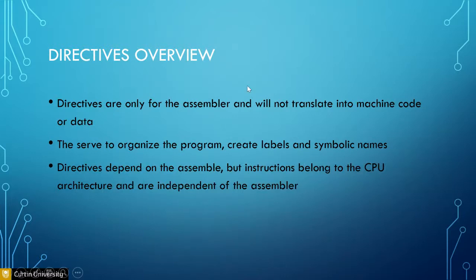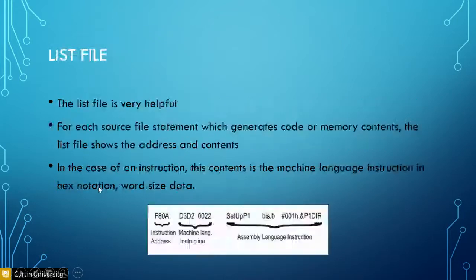Directives are for the assembler and will not translate into machine code. They serve to organize the program, create labels and symbolic names. What's being compiled is basically the instructions, mnemonics, and the operands. But the directives, for example the labels and so on, help us to understand the code better.